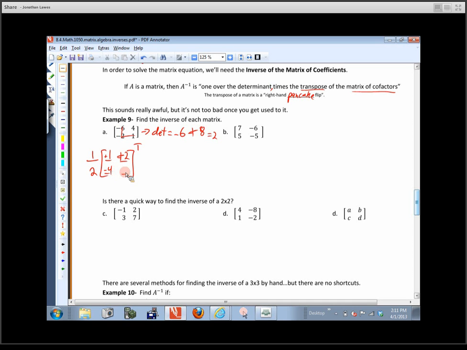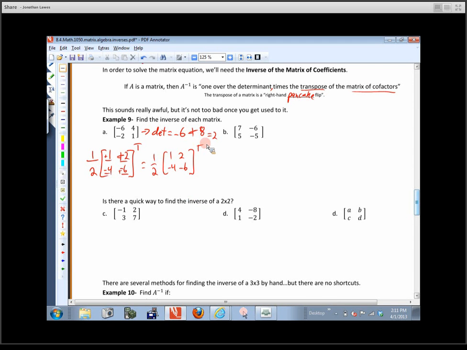And what's the sign associated with this position? Positive. And what's the number that I put there once I cross out the row and the column? -6. Okay, so to clean this up, here's what I've got. I've got 1/2, a 1, a 2, a -4, and a -6. Am I right? Okay. Now, I still need to transpose that.